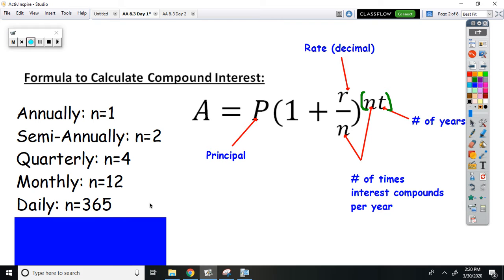I think in the homework it may say to use 360 instead of 365. You can if you want, but on the mini quiz you will use 365 for daily.